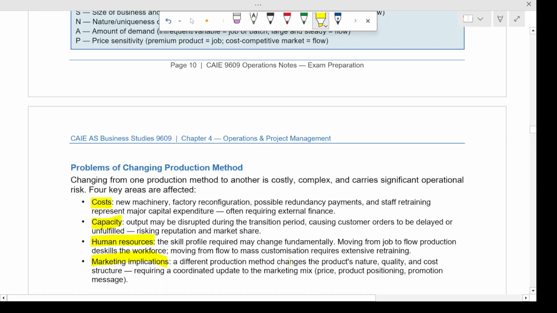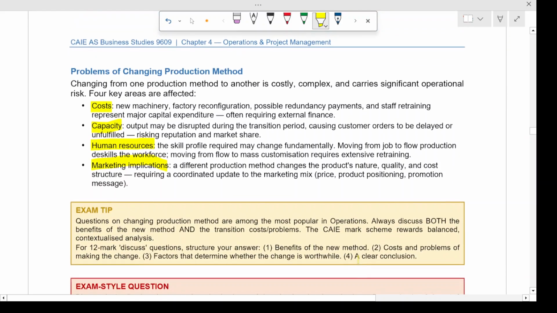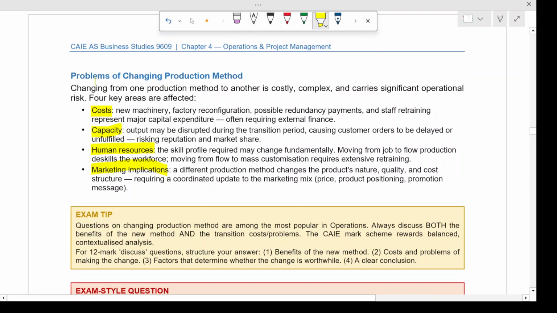A different production method changes the product's nature, quality, and cost structure. This would require a coordinated update to the marketing mix. The marketing mix that we have discussed before, which includes price, product, promotion, and place. This would change all four of those things. So these were the problems of changing production methods. So if a question comes in the exam where you have to discuss it, you can use these four things to discuss that.